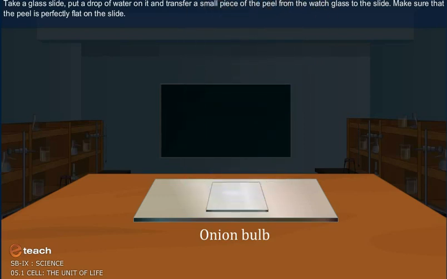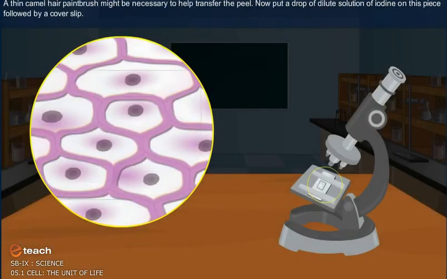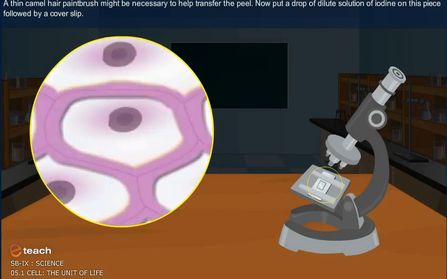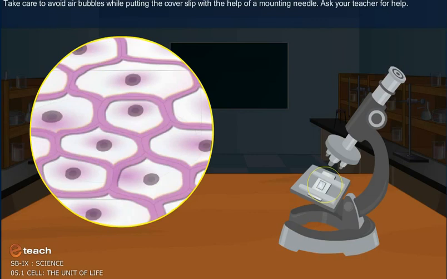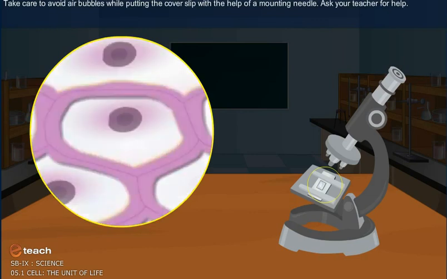Make sure that the peel is perfectly flat on the slide. A thin camel hair paintbrush might be necessary to help transfer the peel. Now, put a drop of dilute solution of iodine on this piece followed by a cover slip. Take care to avoid air bubbles while putting the cover slip with the help of a mounting needle. Ask your teacher for help. You have prepared a temporary mount of onion peel. Observe this slide under a microscope.